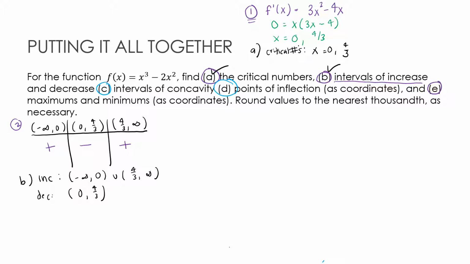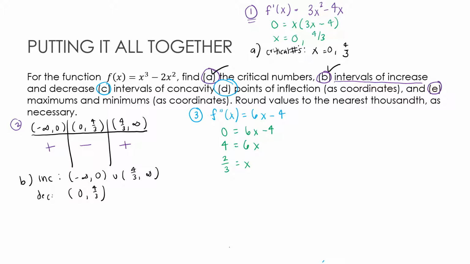So I'm going to go ahead then and find the second derivative. So f double prime of x is equal to 6x minus 4. And then of course I'm going to find where that is equal to 0 or undefined. Here it is not ever undefined, but I would get 4 equals 6x, and then, oops, not 3/2, 2/3 is equal to x. So remember, I'm trying to find C, which is intervals of concavity.